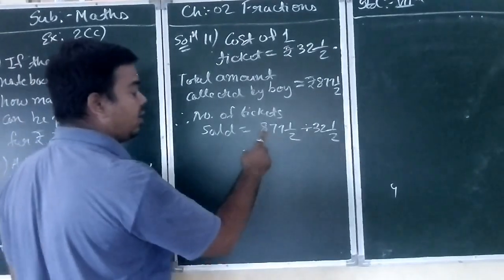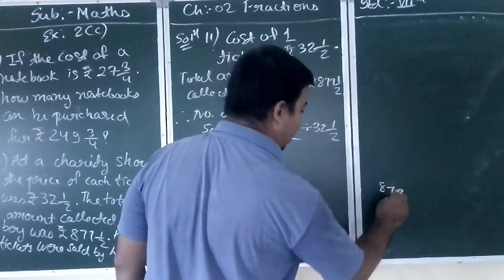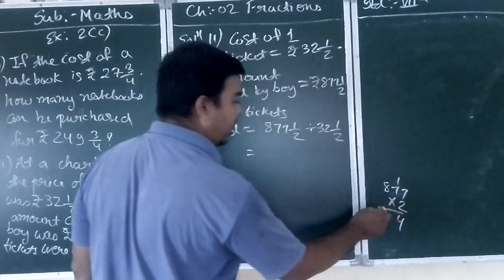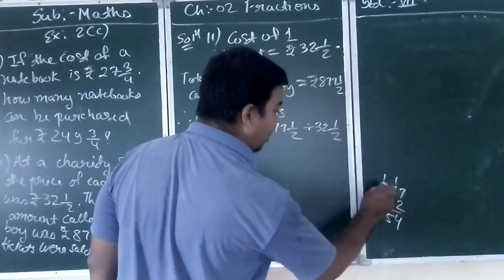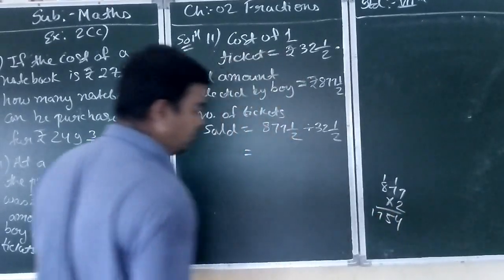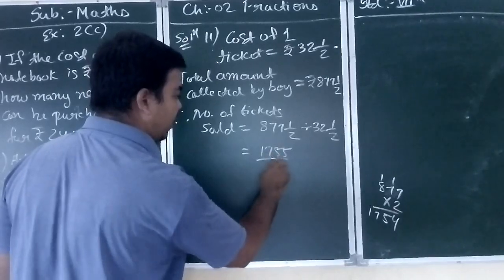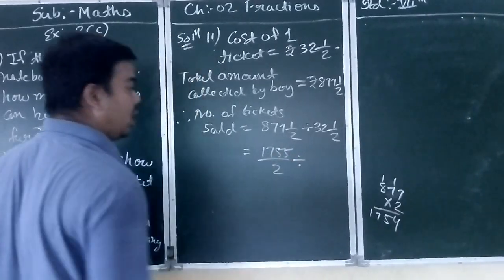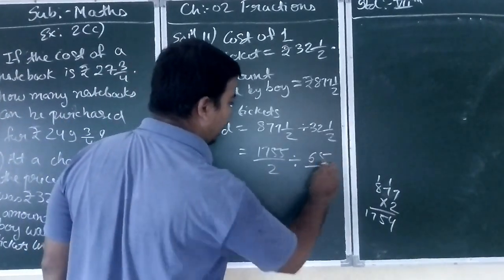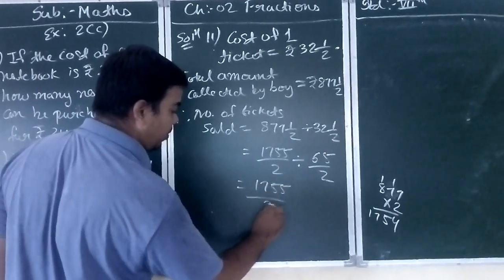877 times 2 is 1754, plus 1 is 1755. So 1755 by 2. And 32 times 2 is 64, plus 1 is 65, so 65 by 2. Now 1755 by 2 divided by 65 by 2.